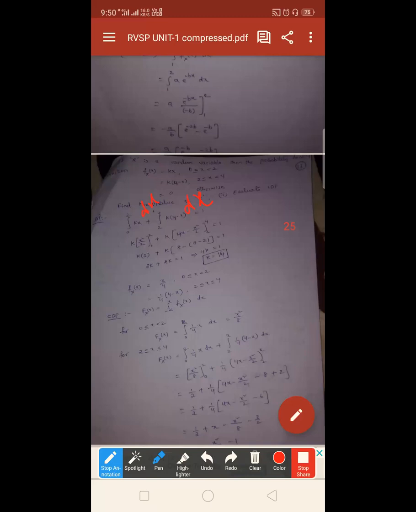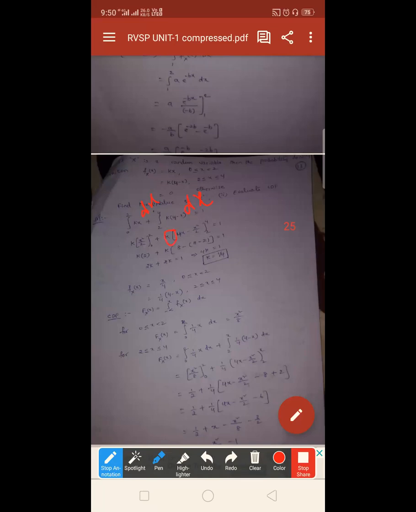So from 0 to 2, k into integral x dx means x square by 2. You have to apply the limits 0 to 2. Okay. So next, k is again constant, so you have to write it outside here also.